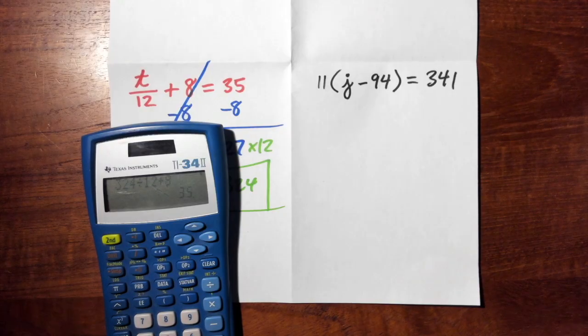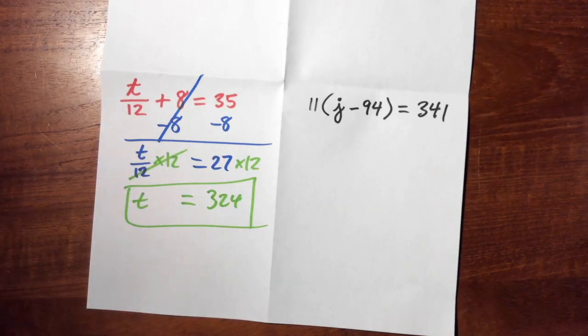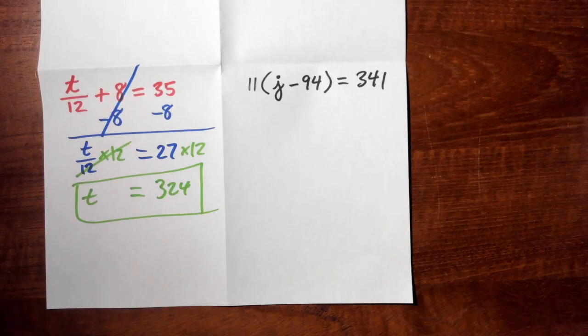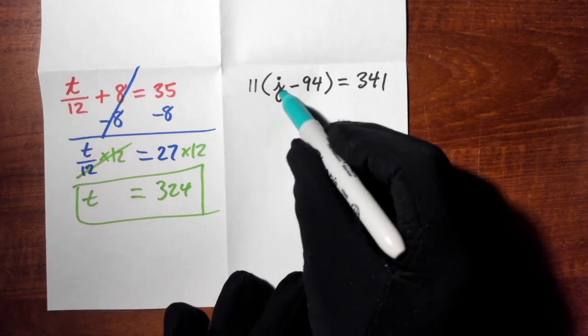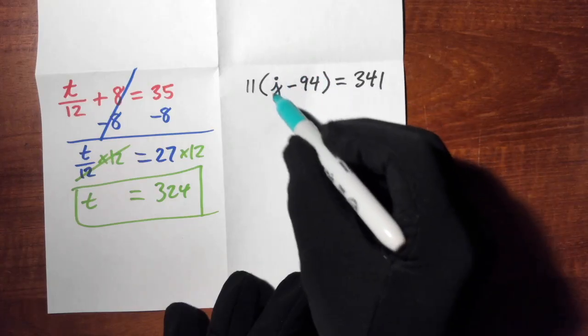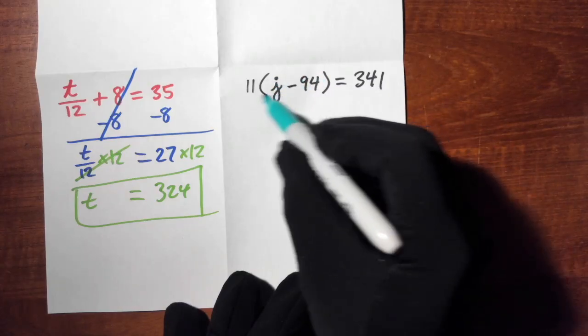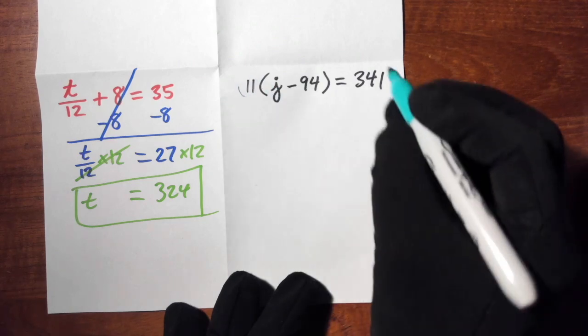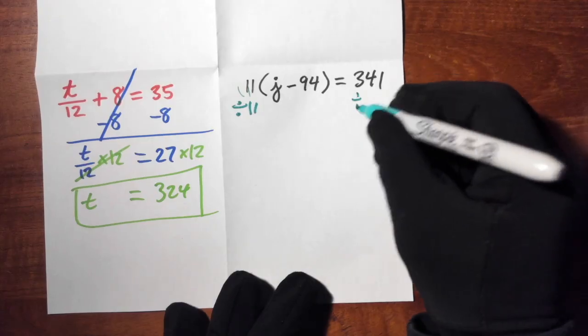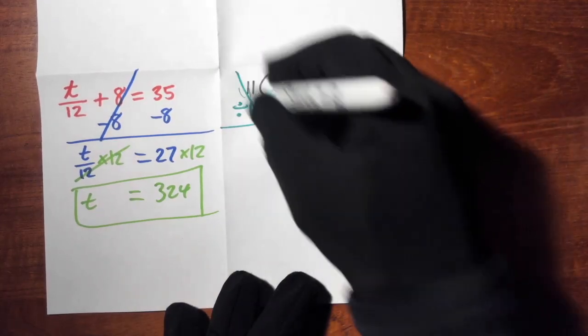Last one. Hopefully, again, you got those first 3 and this 4th one as well, and it's all super simple. Minus 94 is inside parentheses with j, so it's most closely attached to j. 11 is outside the parentheses. I'll get rid of a times 11 by dividing by 11.